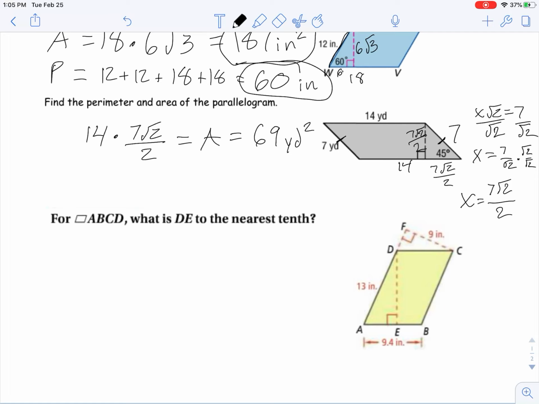Perimeter. Perimeter again should be pretty easy. Perimeter for this one would be 14 plus 14 plus 7 plus 7. So I'm getting for my perimeter 42 yards, I believe.